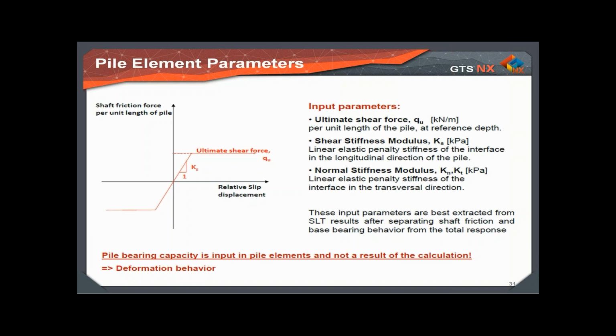So you have Ks, the elastic linear penalty stiffness along the pile describing the skin friction, and you have 2 penalty stiffnesses in the transversal direction. These types of piles are designed in principle for axial loading. That is why you see the ultimate shear force and the Ks in the longitudinal direction, which is the axial direction of the pile. However, in the lateral direction, there is nothing preventing you from also applying lateral loads. However, there is no limiting force in the lateral direction. That means the limiting lateral capacity will come from the soil itself and not from the pile interaction.